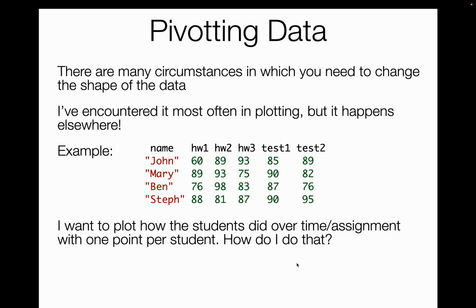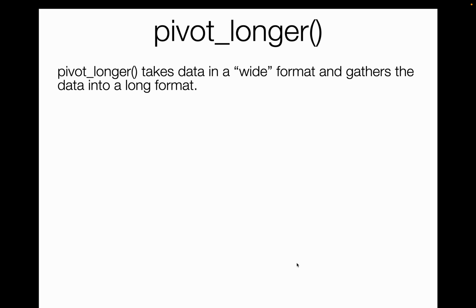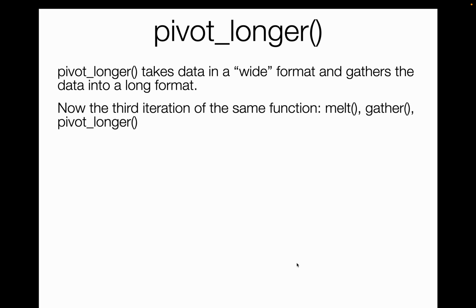How do I do that? And I want 1 point per student. It's not going to work in that basic way. We need to use pivot longer. It takes data in wide format and gathers it into a long format. Basically, it's going to smush your data horizontally and make it longer vertically.